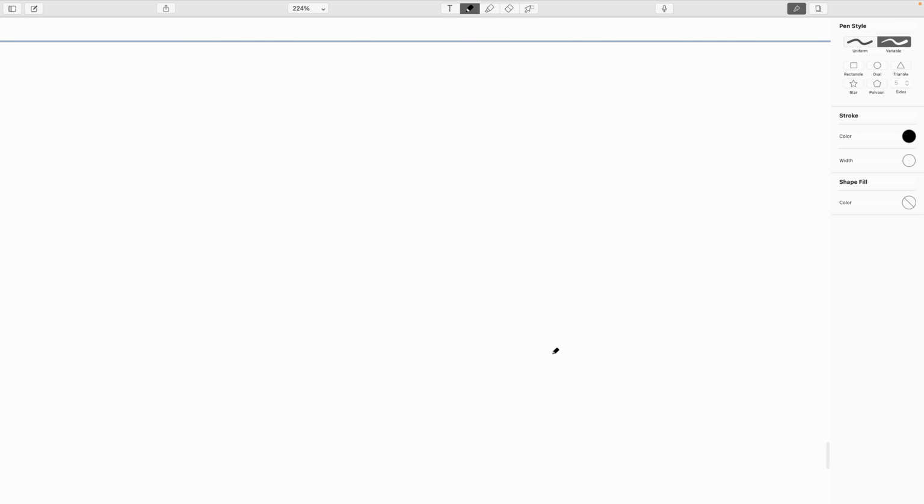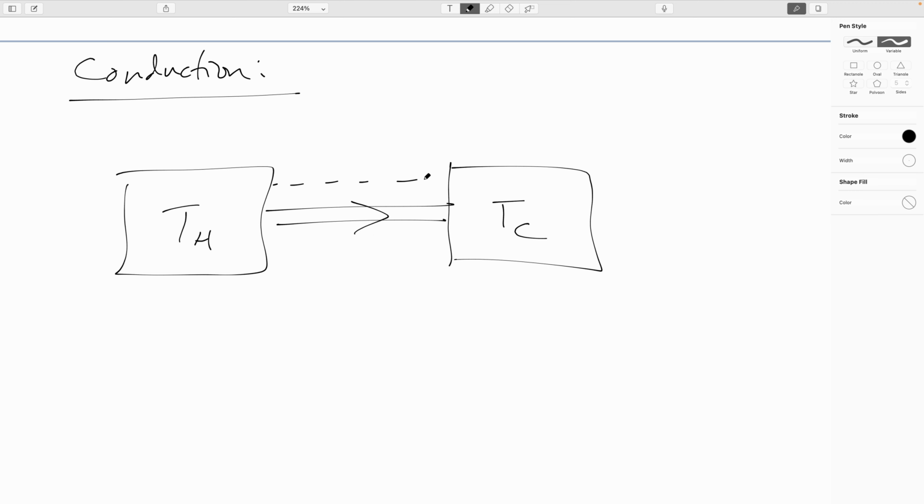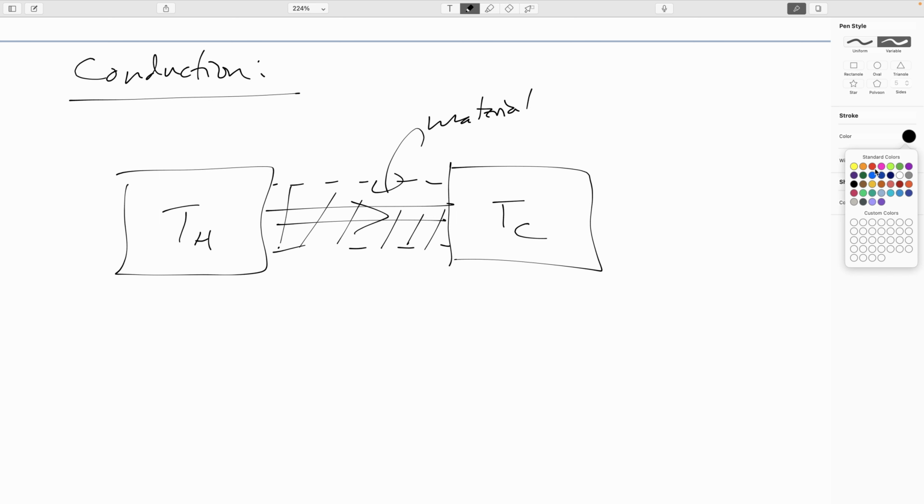But for conduction and radiation, we can come up with nice models for this stuff. So for conduction, let's say I've got some reservoir being maintained at T hot, and some other reservoir here being maintained at T cold. And then I have some material in between the two. So we will be continuously transferring heat through this material.